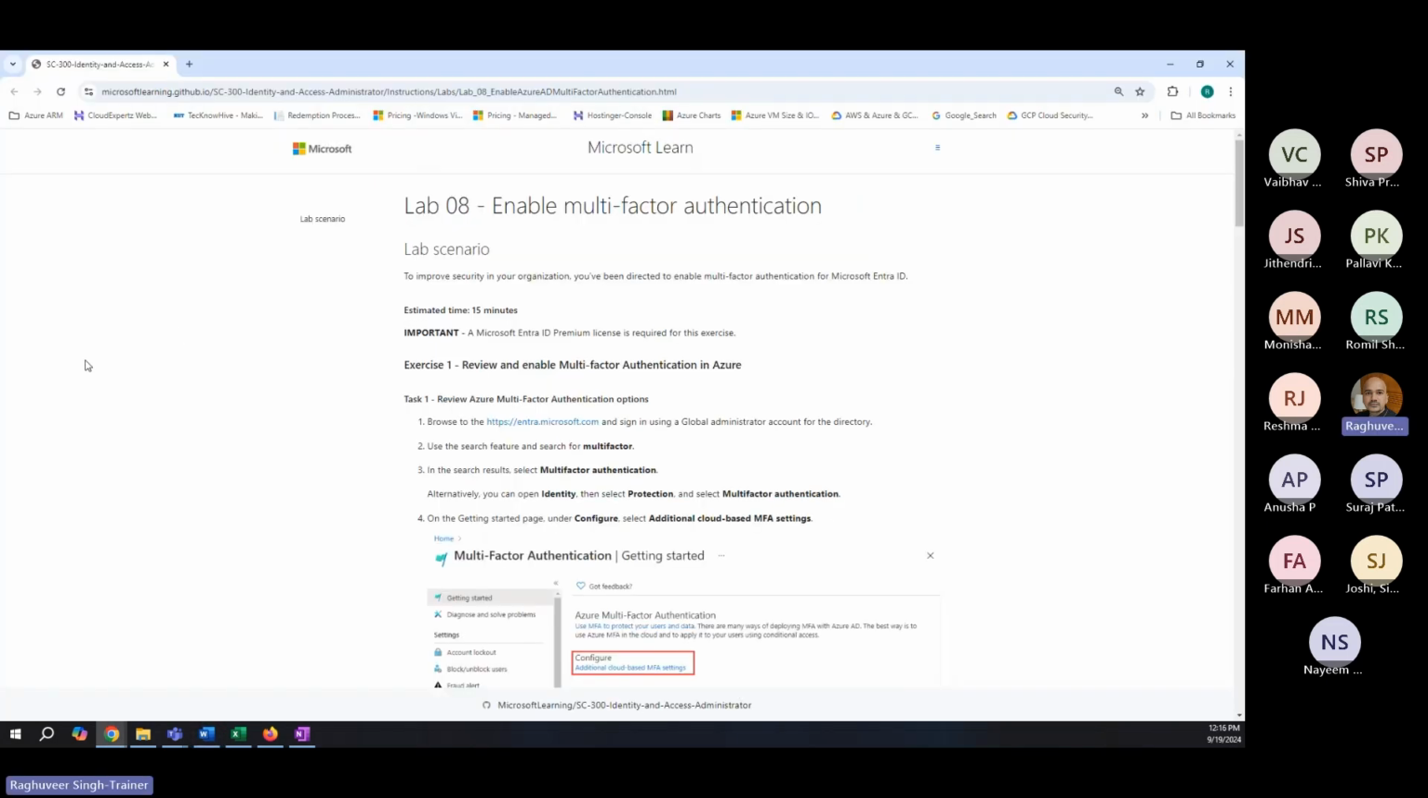So lab number 7, I'm saying this is lab number 8 actually. Lab number 7 is optional, which is more on the hybrid identity configuration that we have already completed. We have actually completed more than what is there in lab number 7. It only provides the configuration, but we have done testing for pass-through authentication, write back, and other features. So we are on lab number 8, which is enable multi-factor authentication.